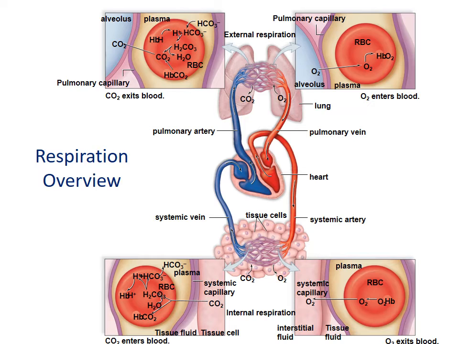At the body tissues, the opposite reactions occur. So oxygen that's being carried by hemoglobin is going to dissociate and diffuse into the tissues. Carbon dioxide that's being produced in the tissues is going to diffuse into the blood. It's going to combine with water to make carbonic acid, which then will dissociate into bicarbonate ions and hydrogen ions. Again, the bicarbonate ions get transported in the plasma, and then that goes up and does the opposite reaction in the lungs.